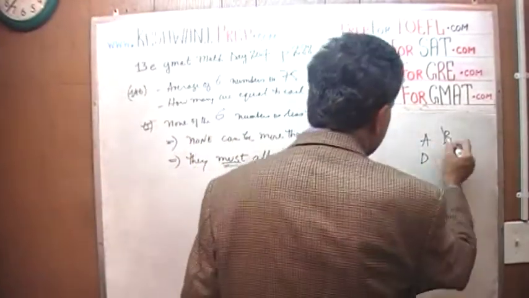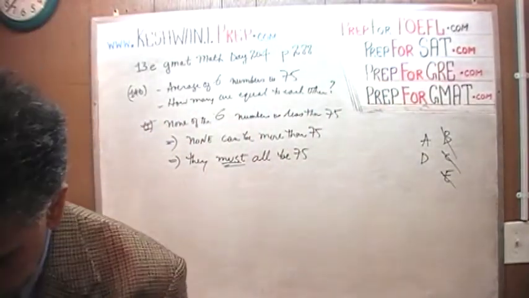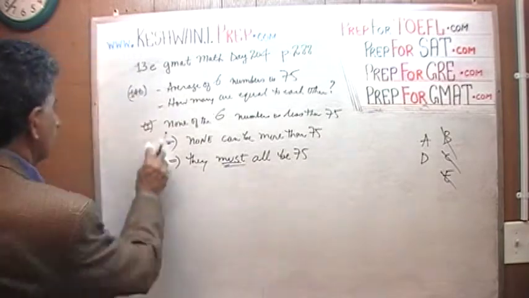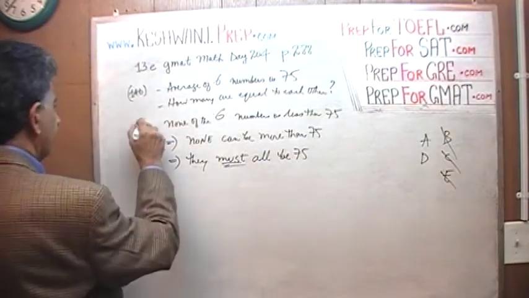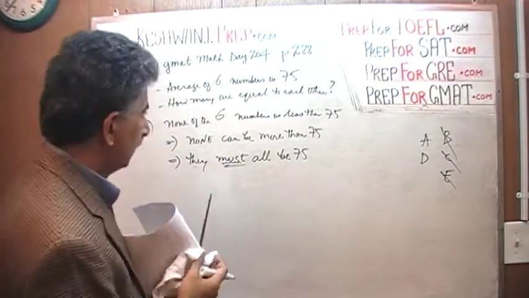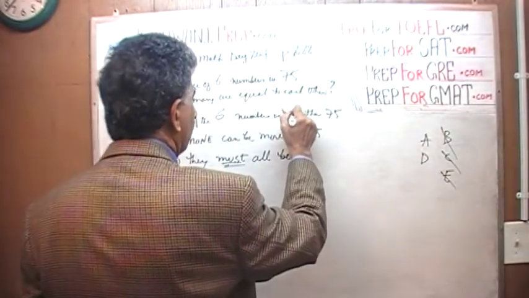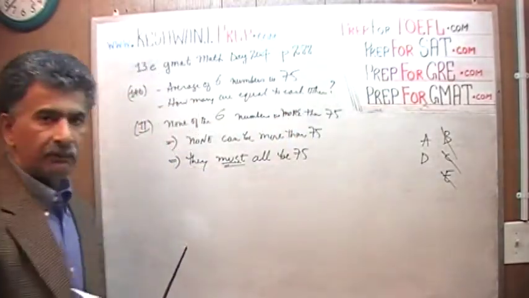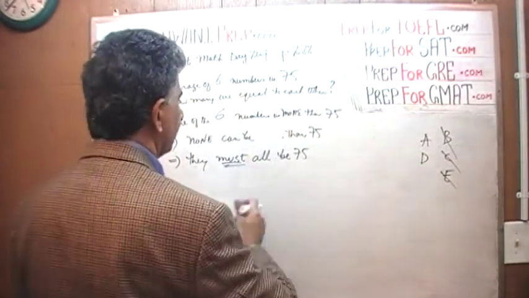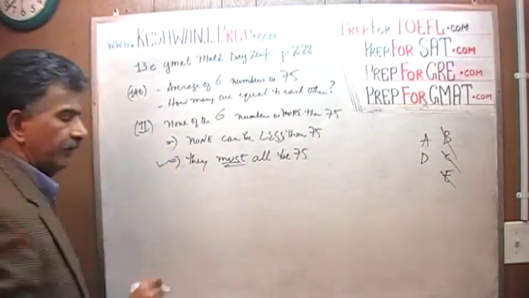The answer cannot be B, C, or E. It will have to be either A or D. Let's see what they tell us in the second statement. In the second statement they tell us that none of the 6 numbers is more than 75. Well, if none of them is more than 75, none can be less than 75. None can be less than 75. They must all be 75.